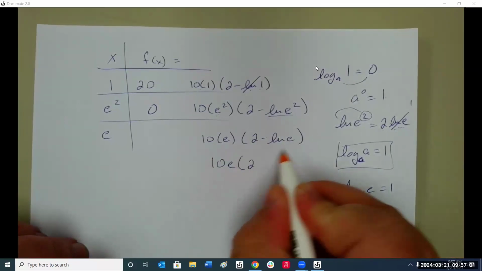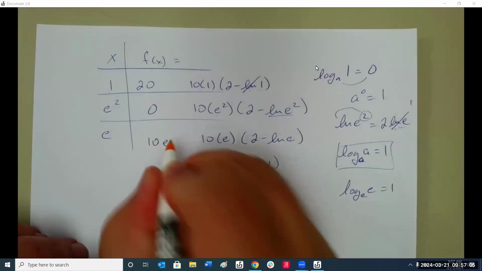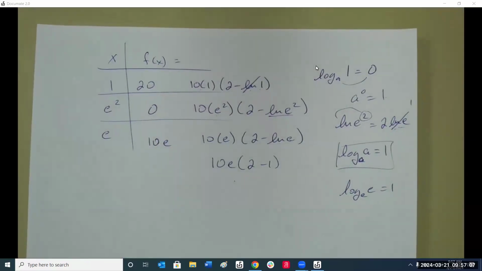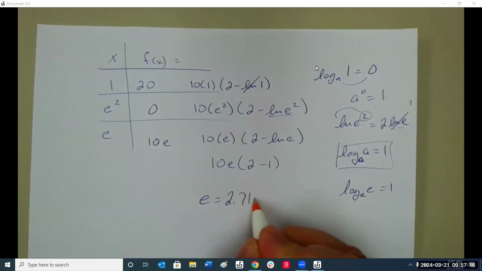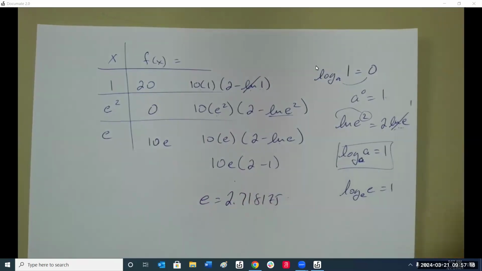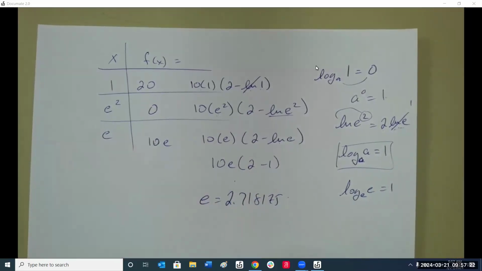10e, ln e is 1. So this becomes 10e. e is a constant, 2.718, whatever. Times 10, it becomes 27.